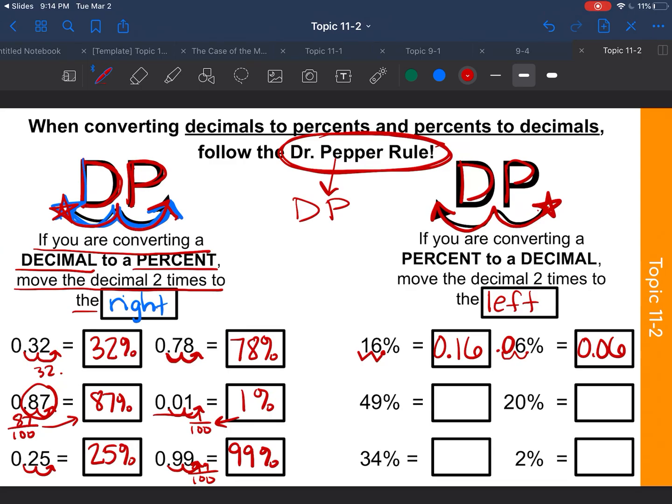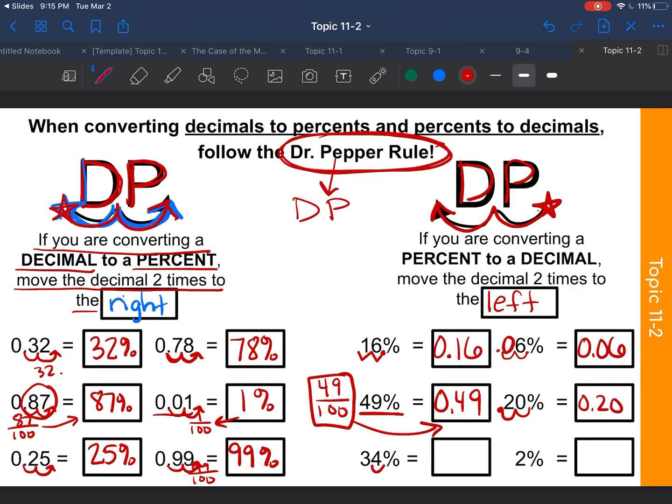And just like we did before, 49%, can't we write that as a fraction, 49 hundredths? And we know what 49 hundredths looks like as a decimal, 49 hundredths. So you can shift the decimal. You can think about it as a fraction if you would like to make sure you can get that decimal equivalent. Whatever method works best for you. So 20% shifted to the left twice. It would be 20 hundredths.